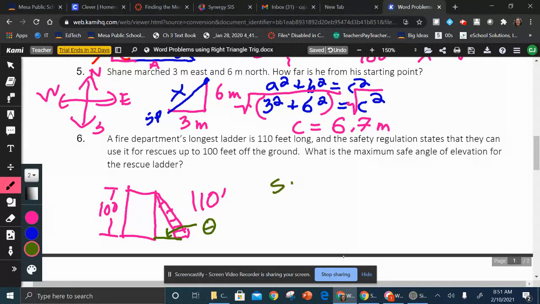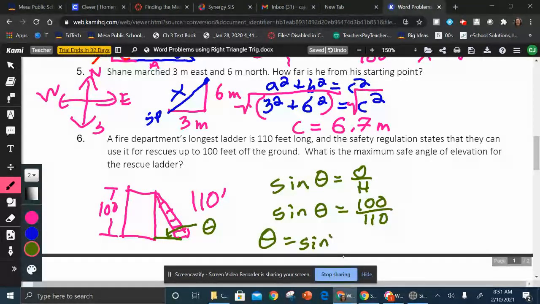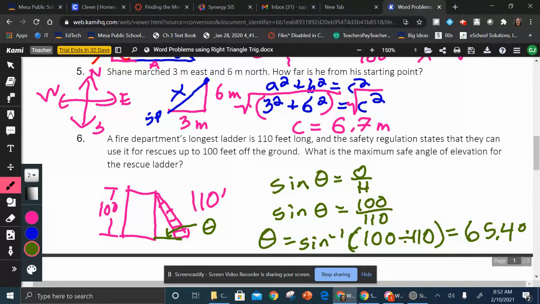Okay, so we're going to use sine. Sine of theta is going to be equal to opposite over hypotenuse. So sine of theta is equal to 100 over 110. So theta is equal to inverse sine of 100 divided by 110. And we get 65.4 degrees. Okay, everybody, got this.